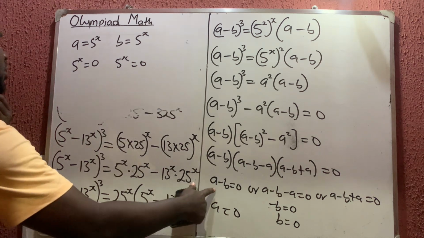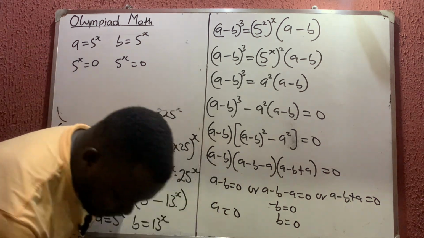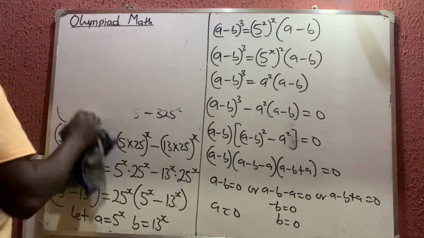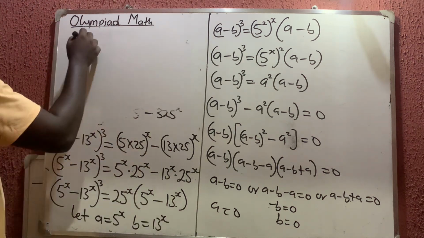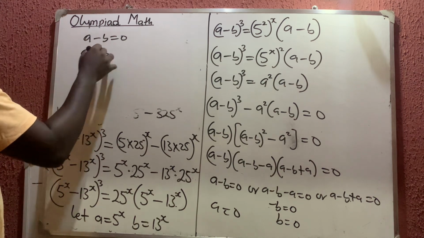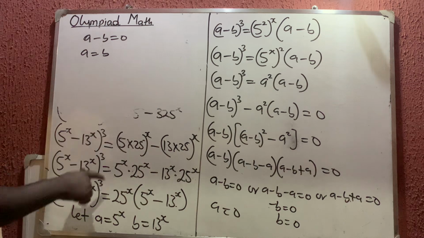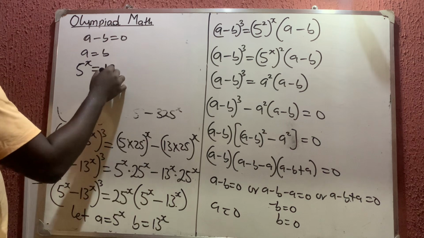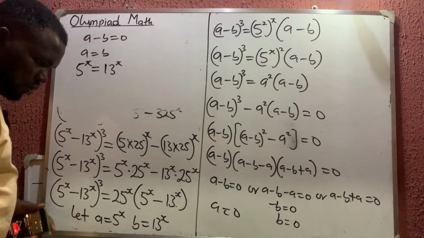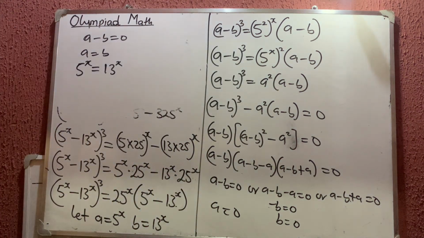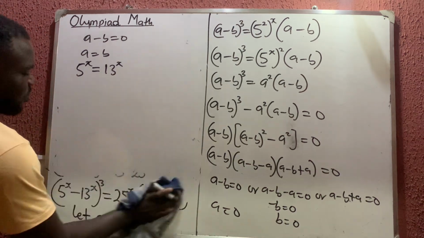But in this place we say that a minus b is equal to 0. So let us try that particular one and see if it's going to work. We'll say that a minus b is equal to 0, which means that a is equal to b. But we say that this is 5 raised to power x is equal to 13 raised to power x. Let's see if that one will work.